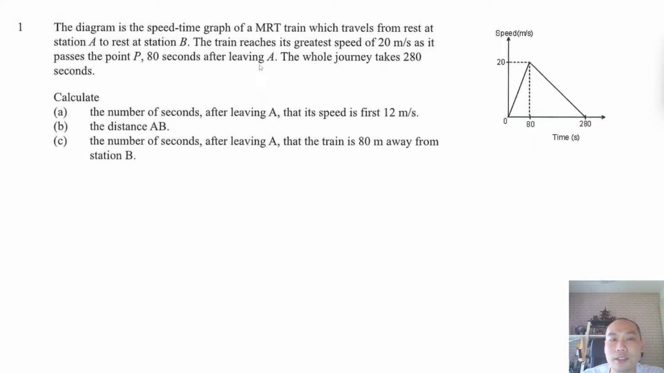80 seconds after leaving A. The whole journey is 280 seconds, right? So that's the whole journey. So we are told to calculate the number of seconds after leaving station A that the speed is 12 meters per second. Okay, so how do we do that?